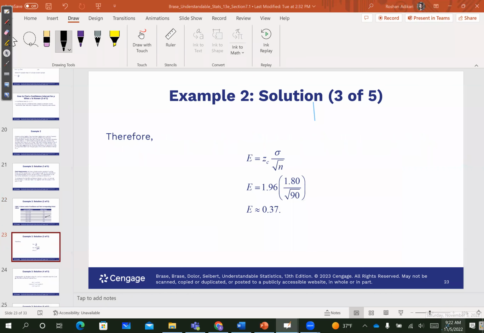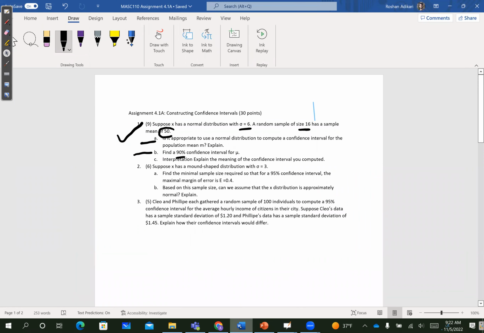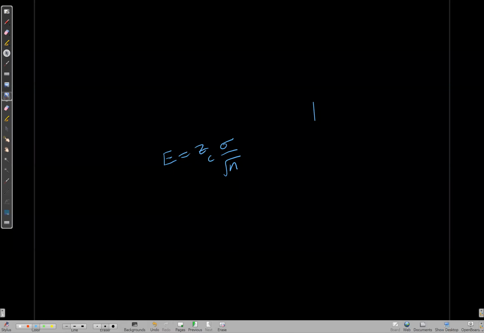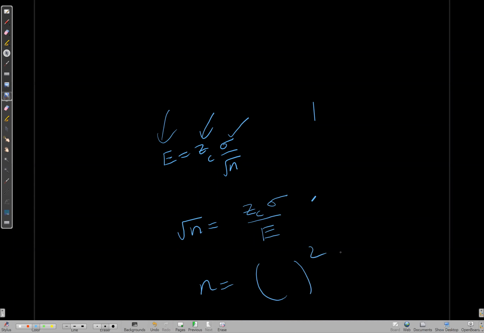Now in your example, sigma is given, the confidence level 95% is given, and E is given. The 95% means you know the critical value from the table that I showed you in the last example. So you just need to find n. When you cross multiply, the square root of n is solved for, so n is the square of this whole thing. It's pretty straightforward.